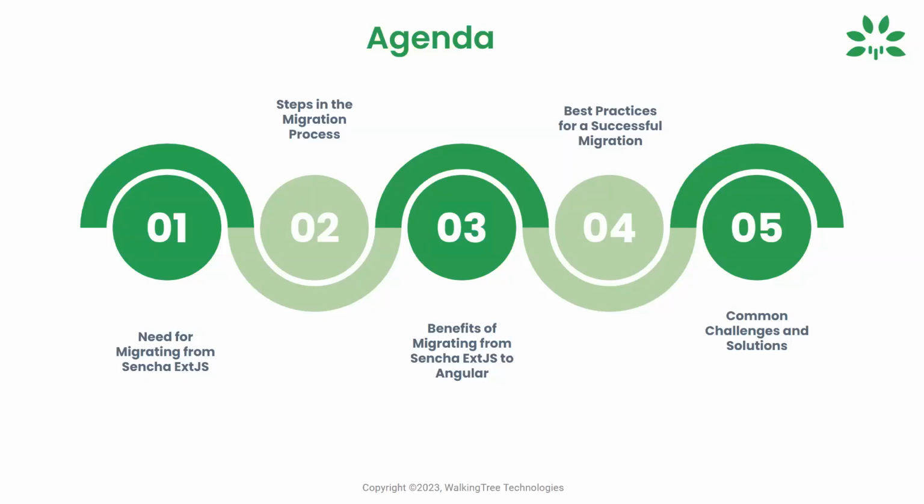What are the different steps that we should follow while migrating a web application from Sencha Ext JS to Angular? And then we'll also talk about the benefits of migrating from Sencha Ext JS to Angular, the extensive details of each and every point that we could think of, the benefits that any organization or product would get when its web application is migrated from Sencha Ext JS to Angular. And then we'll also discuss the best practices for successful migration. What are the best practices that we should follow while doing these migration exercises?